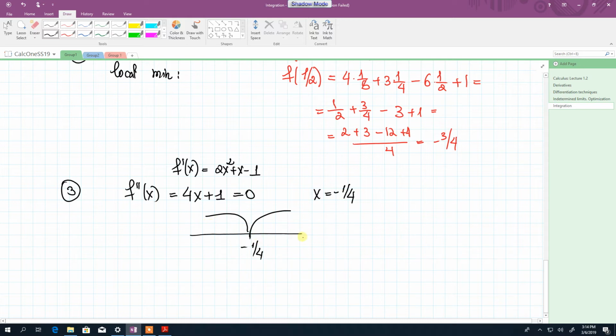And I need to figure out the signs again. So how to define the sign? You need to choose any number from here.